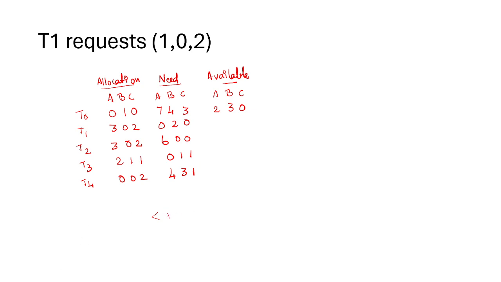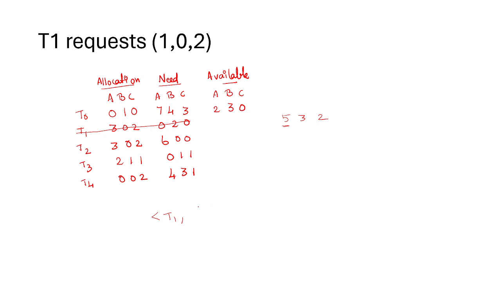T1 can start its execution. After T1 completes the execution, the available resources become 5, 3, 2. Go to T2. As T2 requests 6 instances of A, and only 5 instances of A are available, we cannot allocate the resources to T2. So go with T3, check the need. It is 0, 1, 1.